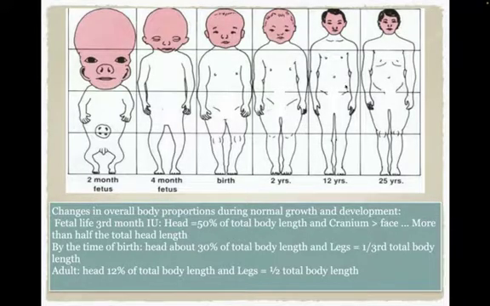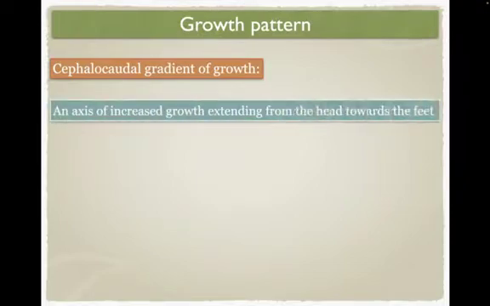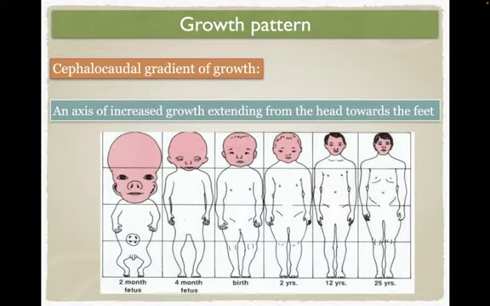All right. And as we go toward adult life, we can see that the head is 12% or even less of the total body, while the limbs, and the lower limb particularly, make up almost half of the body length. So these changes from here to here, we call growth pattern, how the pattern of the growth is happening. For that reason, when we describe the growth pattern in the human being, it's called cephalocaudal gradient of growth, which means that there is an axis of increase in the growth extended from the head toward the feet. So as you go from the head toward the feet, the growth will be increasing.